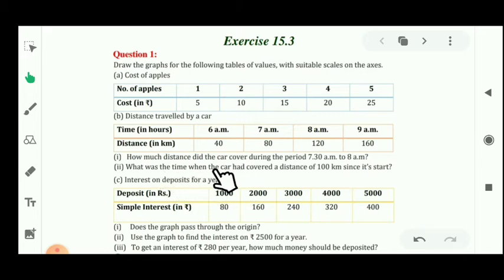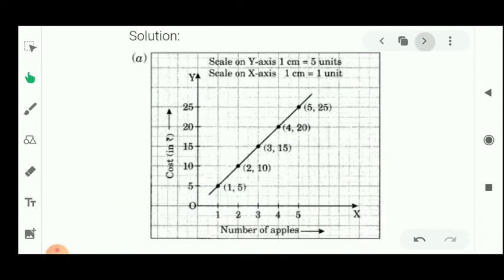How much distance did the car cover during the period of 7:30 am to 8 am? That means from 7:30 to 8 am, how much distance the car covered, we have to tell. Next is, what was the time when the car had covered a distance of 100 km since its start. And next is the C part. Let's see the solution of this question.